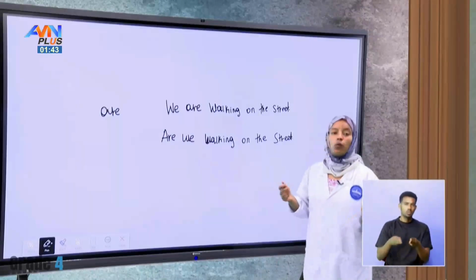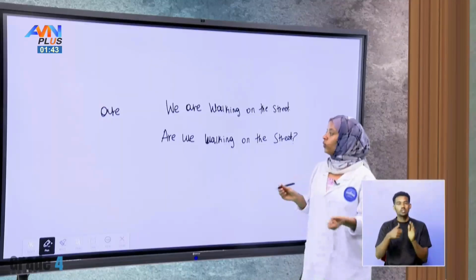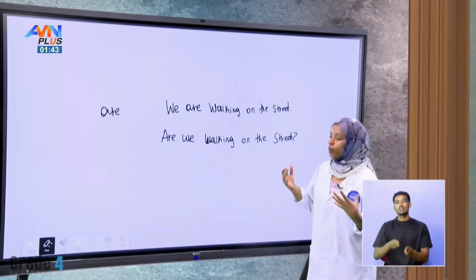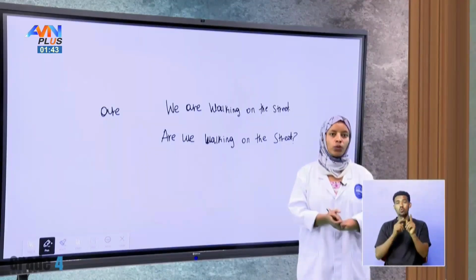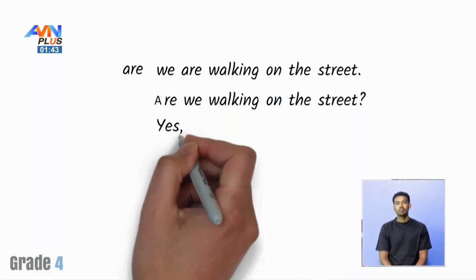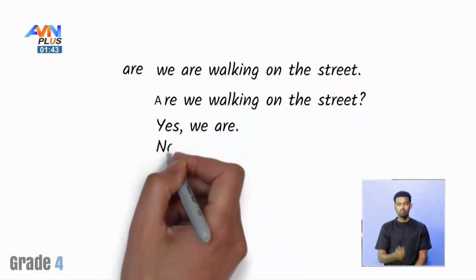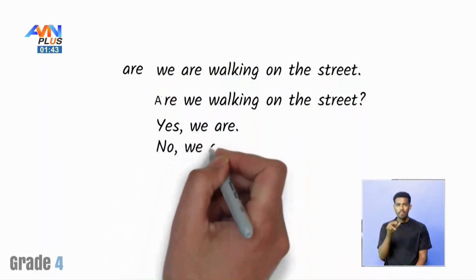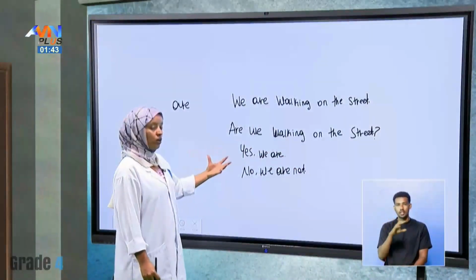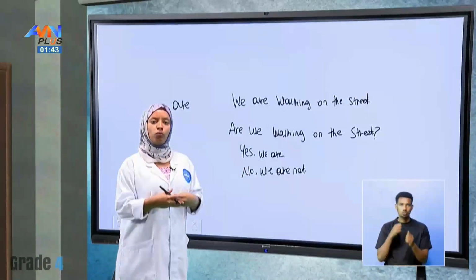And the next one is when we make it a question, easily by using a question mark. Are we walking on the street? So, for example, if you want to answer this question, you can say easily, yes, we are. And also, no, we are not. Yes, we are. No, we are not.